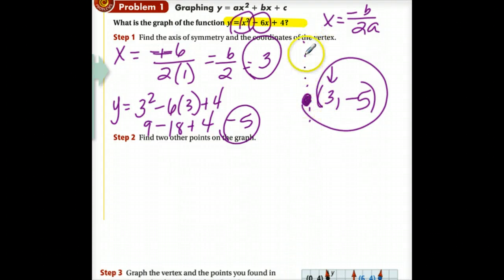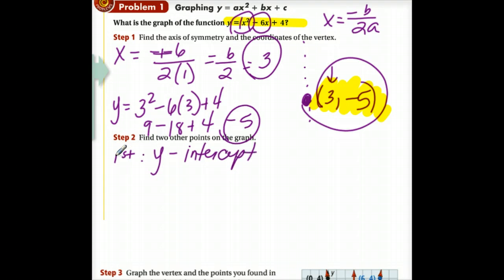The axis of symmetry runs through x equals 3. So that's one point. We need to remember that point. I'm going to highlight it. All right, doing a little bit more work. Step 2, we need to find two other points that we can graph. The first one that you should think of should always be the y-intercept.